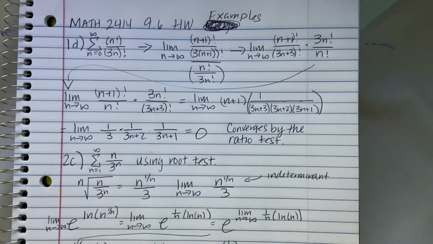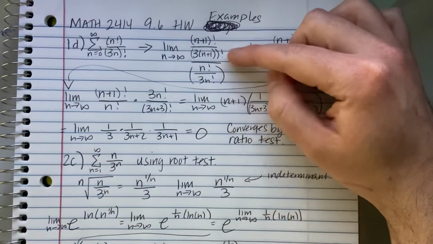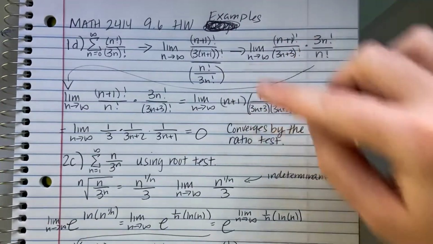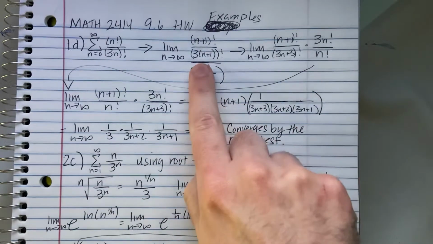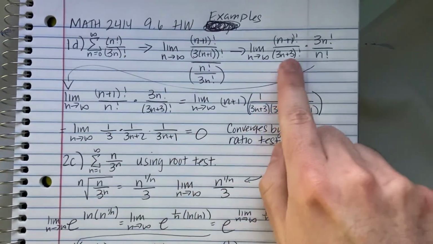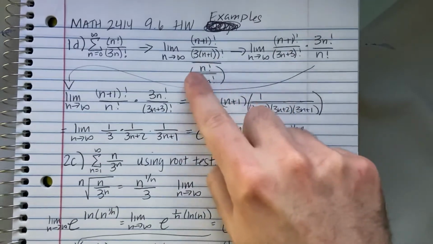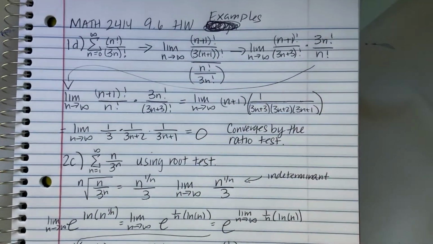This is good practice for you guys to get used to dealing with the factorials and the little subtleties that will take place when you do it. So of course, use the ratio test. You use the n plus 1 term divided by the nth term. That would be n plus 1 factorial over 3 times n plus 1 factorial over n factorial over 3n factorial. Now, 3 times n plus 1 needs to be distributed to 3n plus 3. And of course, if you divide by a fraction, you multiply by the reciprocal.